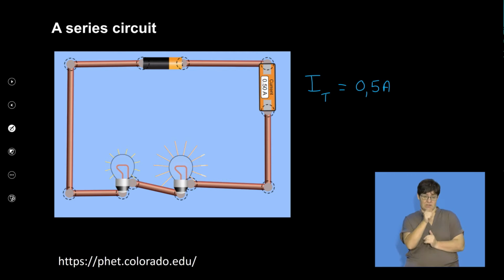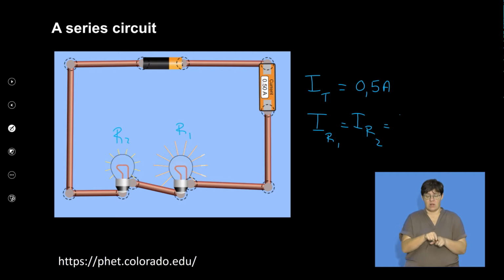Now, the first light bulb, let's call this R1 and let's call that R2. So this light bulb offers resistance to the circuit. The two are connected in series, meaning that the amount of current that passes through R1 is equal to the current that passes through R2, which is also equal to the total current in the circuit. Okay, so this is a simple series circuit.